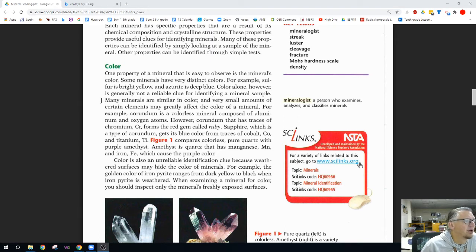Many minerals are similar in color, and very small amounts of certain elements may greatly affect the color of a mineral. For example, corundum is a colorless mineral composed of aluminum and oxygen atoms. However, corundum that has traces of chromium, Cr, forms a red gem called ruby. Sapphire, which is a type of corundum, gets its blue color from traces of cobalt, Co, and titanium, Ti.